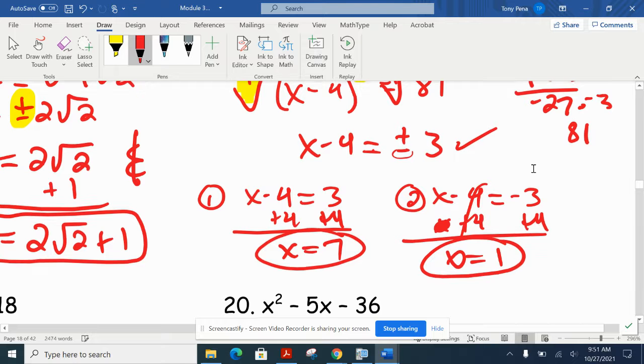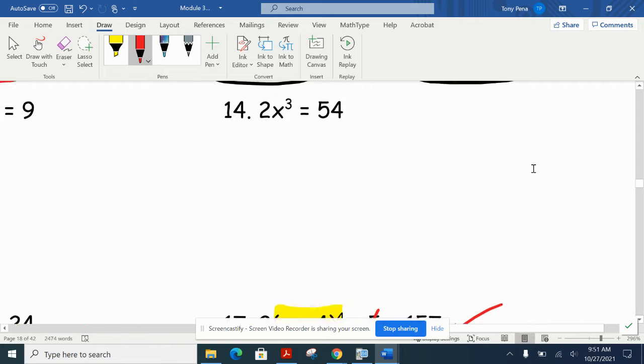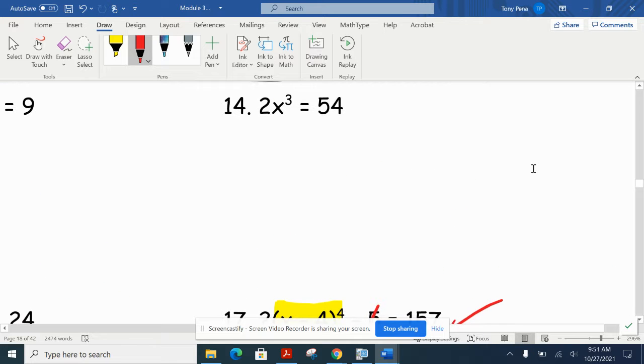All right. The last one I want to do together, because I want you to get these started a little bit so we can keep an eye and answer any questions. Go up to number 14. Same steps. We want to isolate this term right here. We want to isolate the powered term. So in this case, we want to isolate the x cubed.